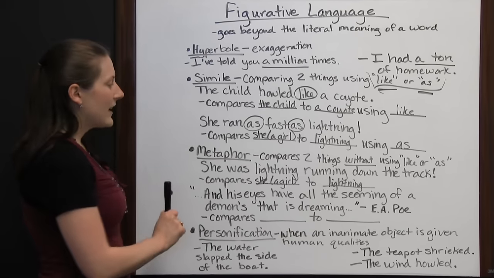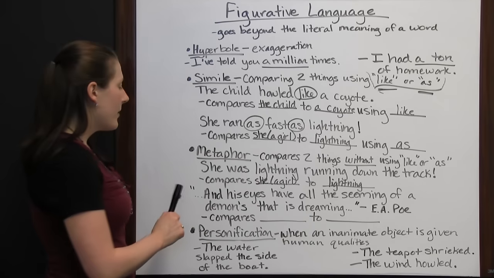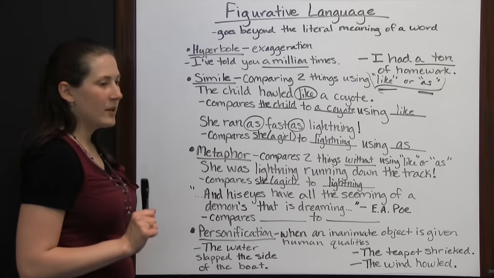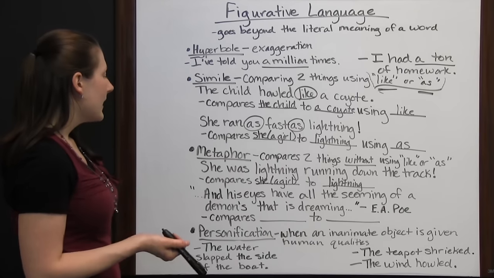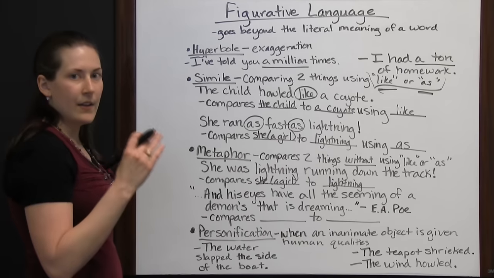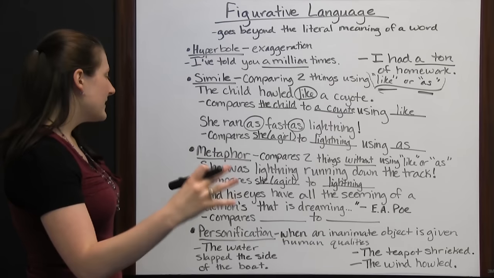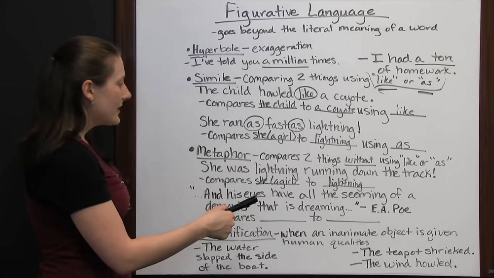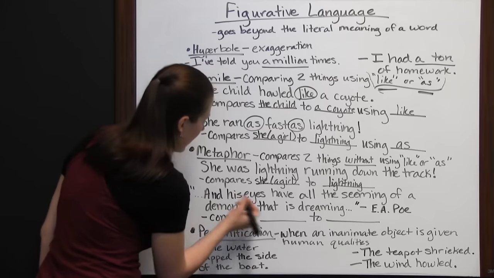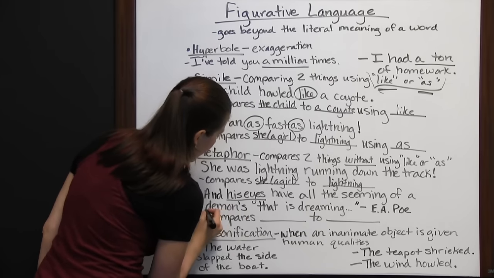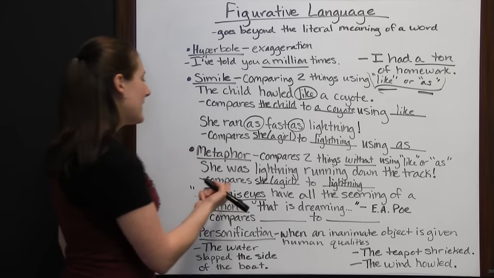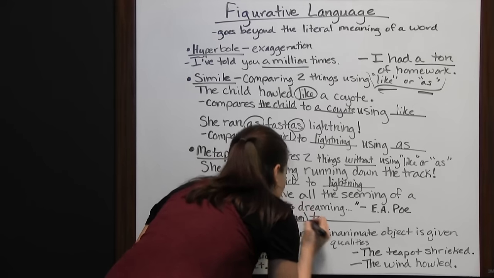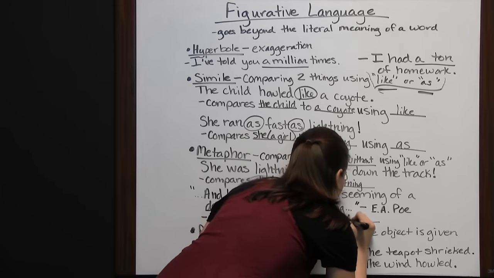Let's look at this. And this is an excerpt from Edgar Allan Poe's poem, The Raven. And his eyes have all the seeming of a demon's that is dreaming. Now this one's a little trickier because it doesn't just come out and say, this was this, or this is this. Like here it said she was lightning. But it says that his eyes have all the seeming of a demon's that is dreaming. So we're comparing his eyes to a demon's eyes, which is basically comparing him or a man to a demon.